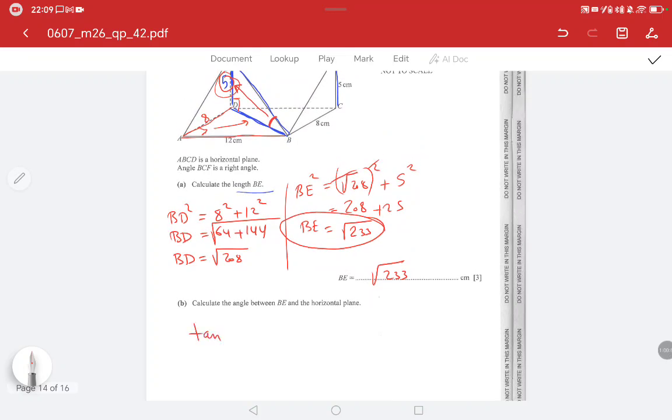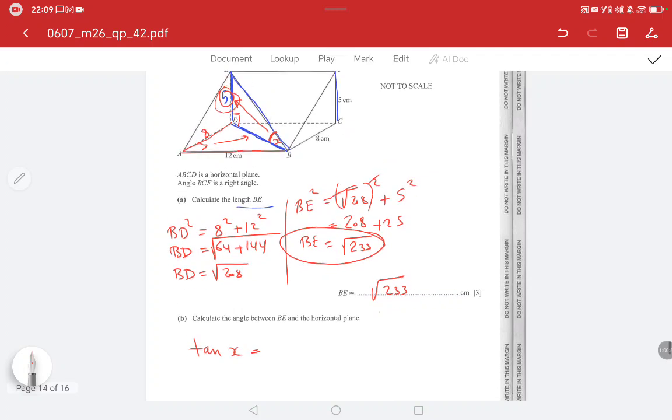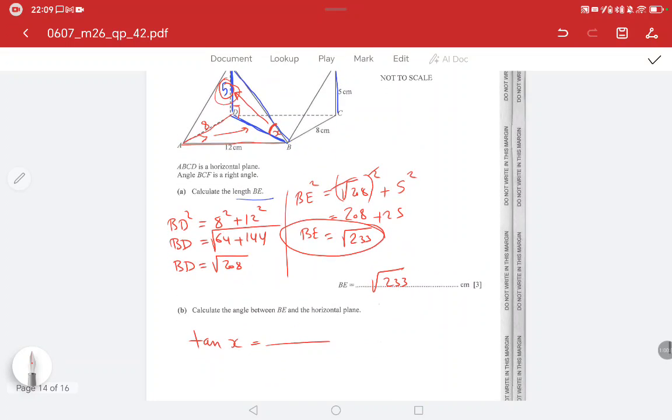So tan of this angle, which we need to find, let's call it x, is the opposite, which is 5, divided by the adjacent, which is the square root of 208. So x will be tan inverse of this one. Let's see, tan inverse of 5 over the square root of 208. So the angle here is 19.1 degrees.